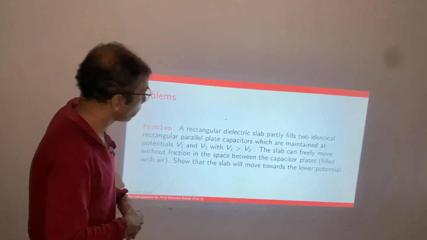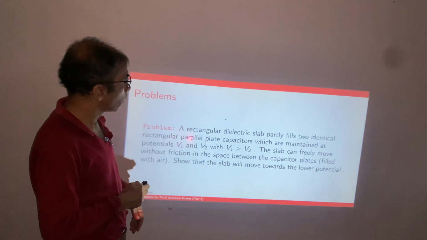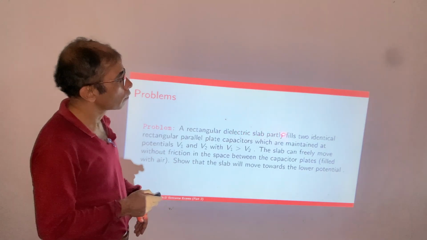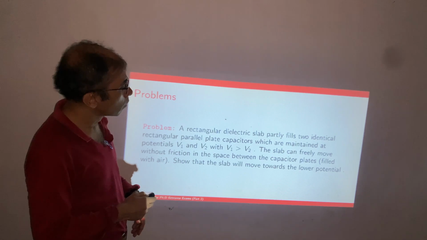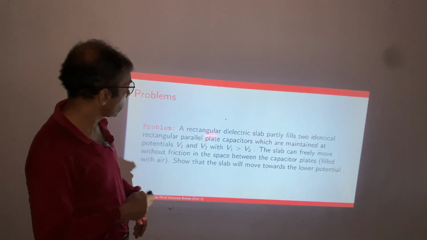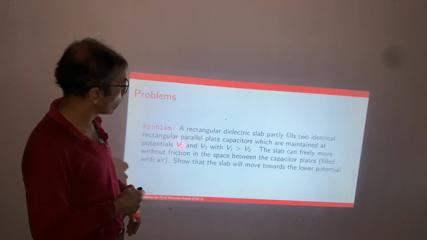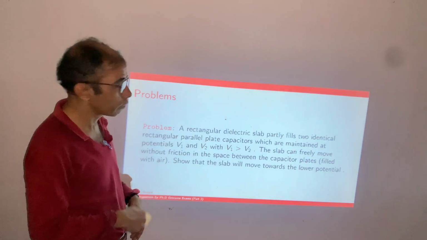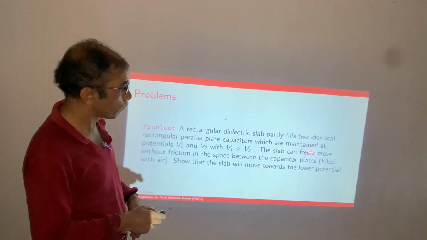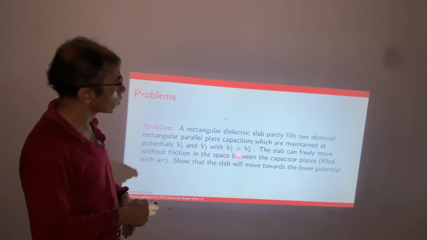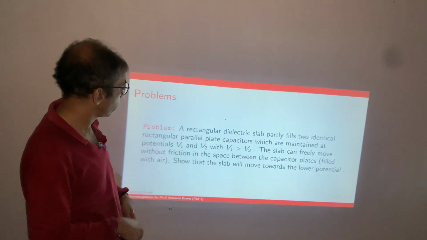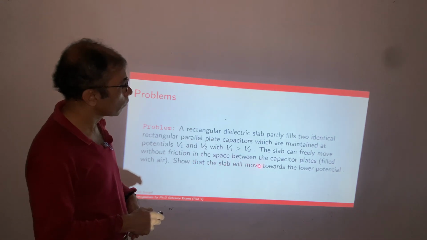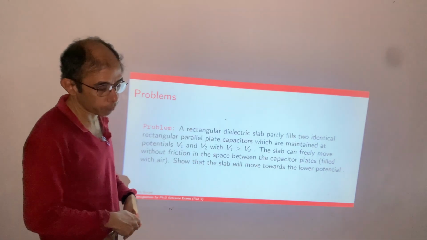So this is the first problem. A rectangular dielectric slab partly fills two identical rectangular parallel plate capacitors which are maintained at potentials V1 and V2, with V1 greater than V2. The slab can freely move without friction in the space between the capacitor plates, filled with air. Show that the slab will move towards the region of lower potential.